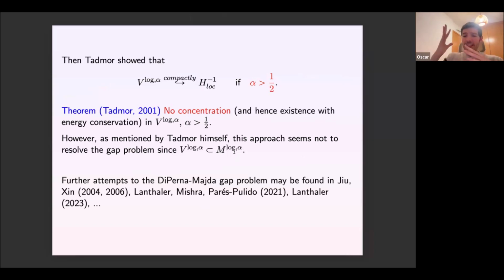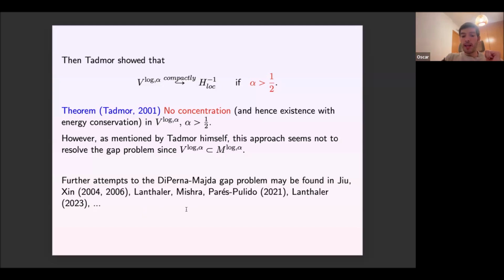There are further attempts at the gap problem. Here, I only mention some of them. So, for instance, in this paper the authors consider the 3D version of the DiPerna-Majda gap problem, but working with axis symmetry. So in this case, there is a certain connection with the 2D setting, at least locally, and then they obtain similar results like DiPerna-Majda, but still they have the same gap, okay, between 1/2 and 1, okay? And in fact, the authors ask what happens when alpha is between 1/2 and 1 in the 3D setting and working with axis symmetry, okay?